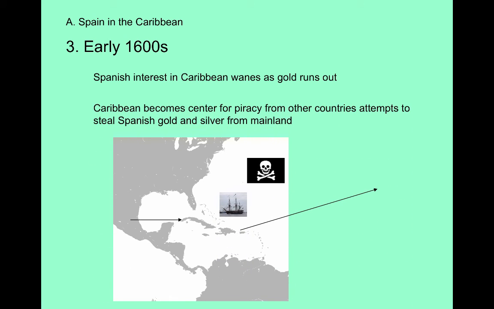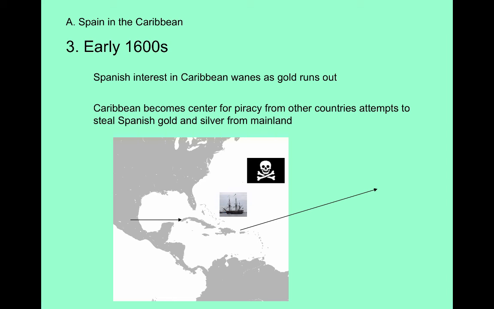And so we see that the shift of New Spain, its focus will go away from the Caribbean and go to mainland Mexico and South America because there's large-scale civilizations there to conquer and also lots of people to control that they could use for labor. But also that's where the biggest deposits of gold and silver are, especially silver.